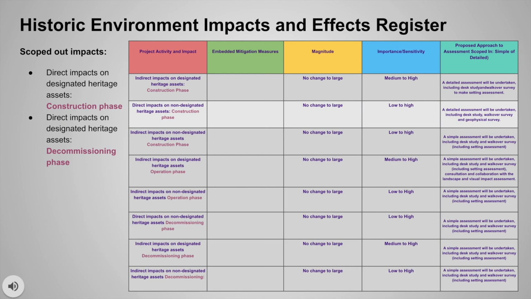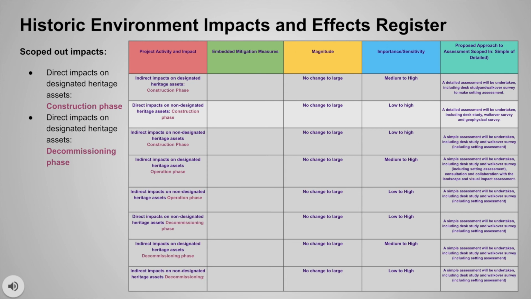For the impacts on historic environment, there were no measures proposed for the scoped in impacts. For example, indirect impacts on designated heritage assets or direct impacts on non-designated heritage assets happening in the construction phase, or direct impacts on non-designated heritage assets in the decommissioning phase. The magnitude of all these scoped in impacts would be no change to large, and the importance varies from medium to high or low to high, so it's pretty varying.